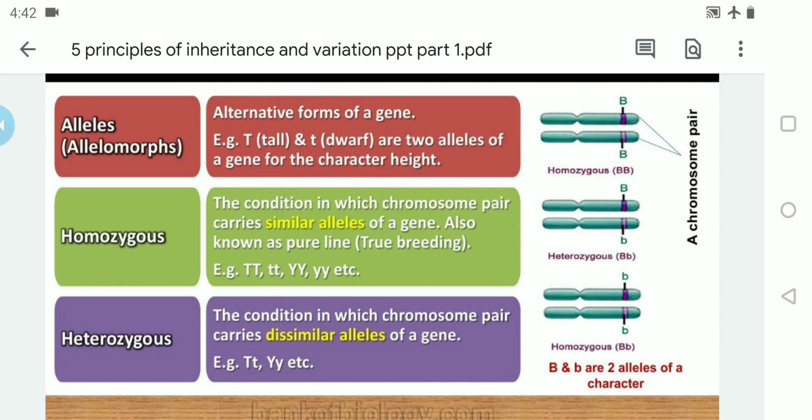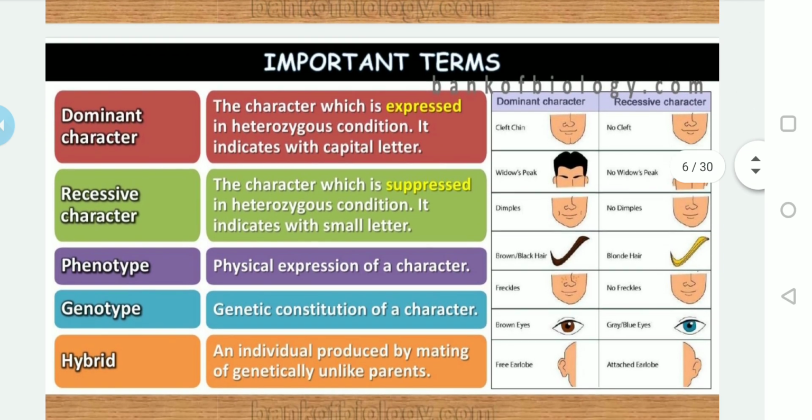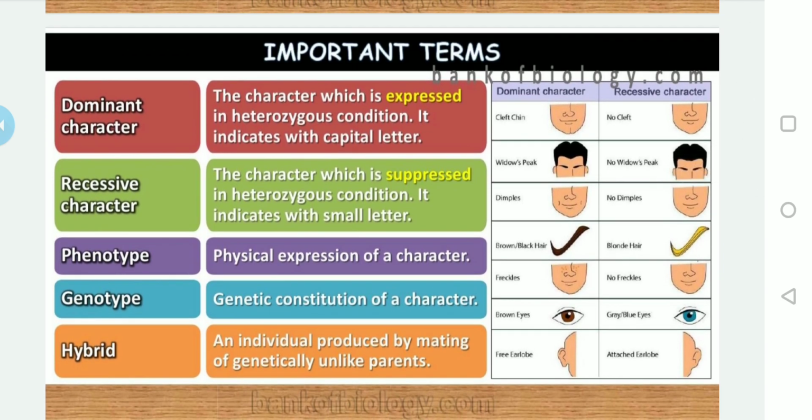Did you get it? Observe neatly. When it comes to the characters, as I was telling, the parents may be tall, and the children unfortunately may become dwarf, and in the next generation they may again become tall. These are all the characters.